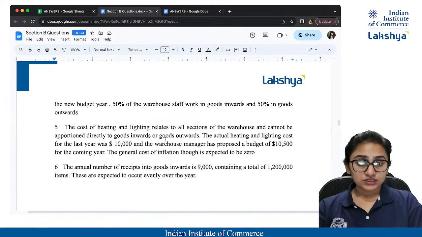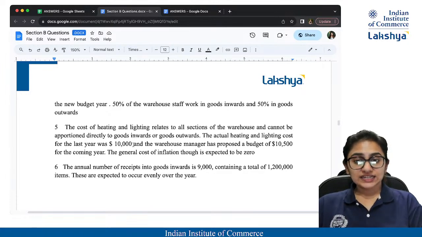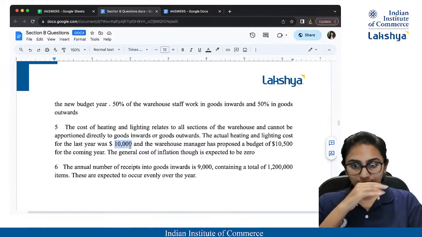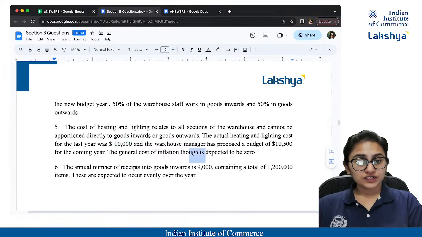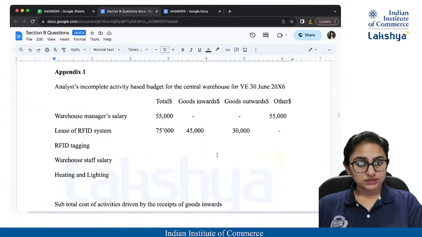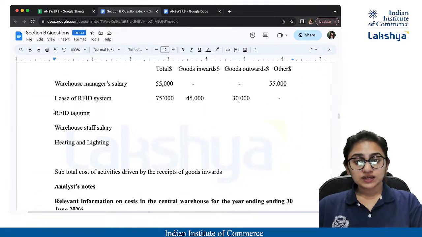Now we have to concentrate on this. The cost of heating and lighting relates to all sections of the warehouse and cannot be apportioned directly to goods inward or goods outward. The actual heating and lighting cost for the year was 10,000, and the warehouse manager has proposed a budget of 10,500 for the coming year, but the actual was 10,000, so we have to select the 10,000. The general cost inflation is 0, and the cost of heating and lighting relates to all sections, so it will go to others. So we are just left with the RFID tagging.